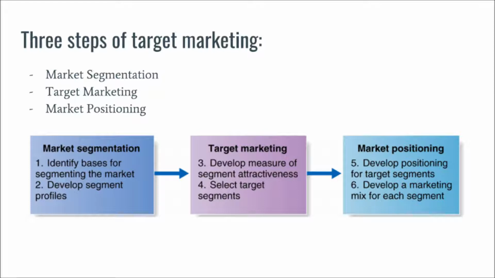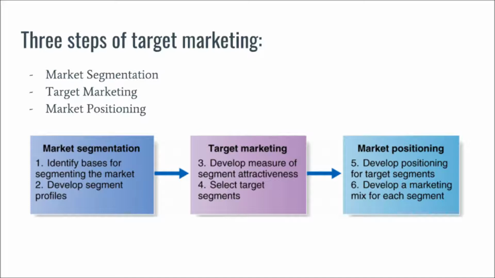Now, there are 3 steps for target marketing. The first step is market segmentation, where you sort of divide and conquer different parts of the market. You identify the basis for segmenting your market and then develop consumer profiles. For example, if you're on a committee developing a new show on Netflix, you will first have to identify which target market you want to appeal to.